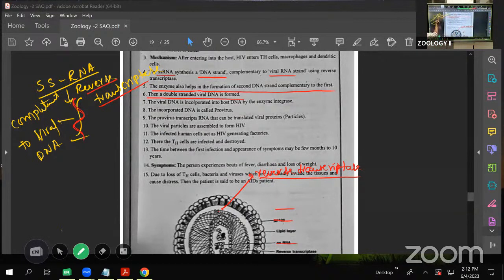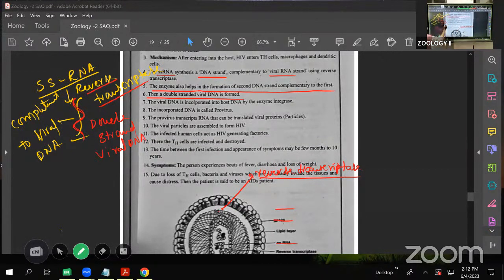First it is a single strand, and it becomes a double strand. This is called a double strand. Viral DNA, this one is viral DNA. Double strand viral DNA is formed.